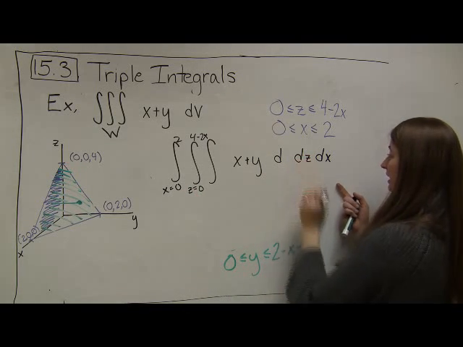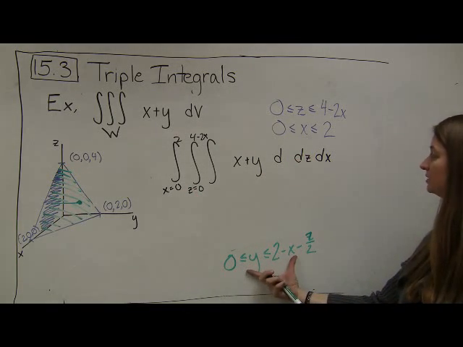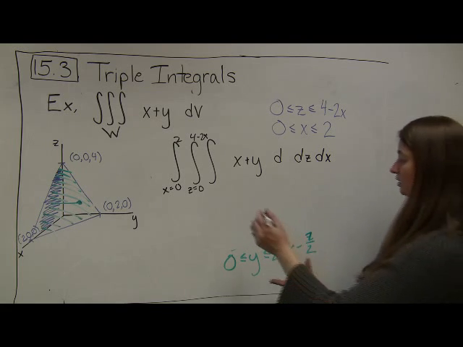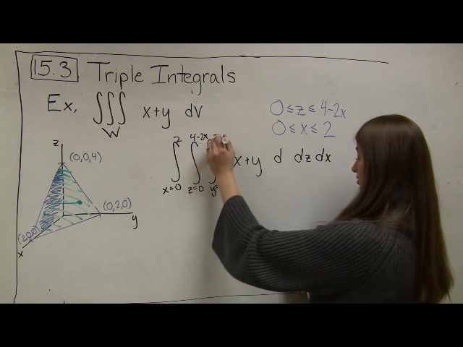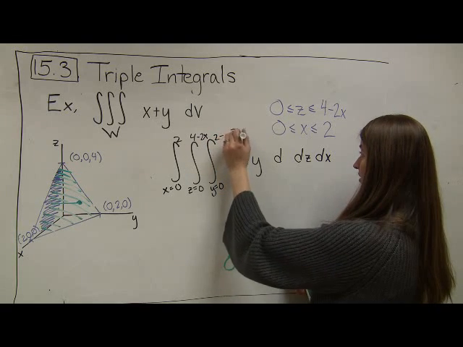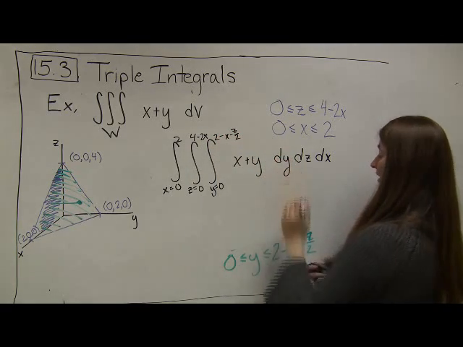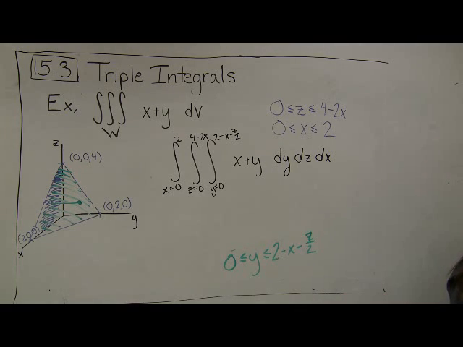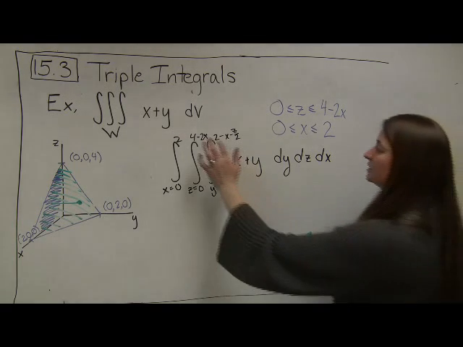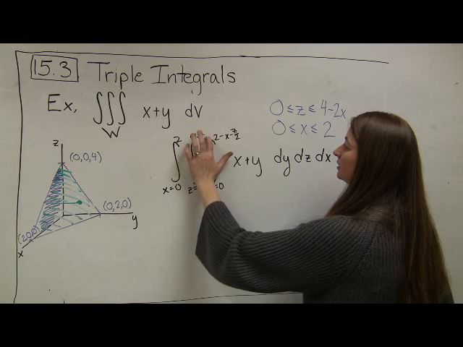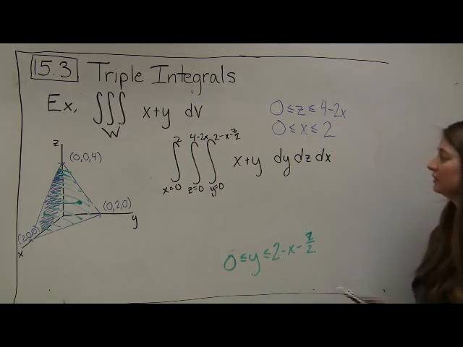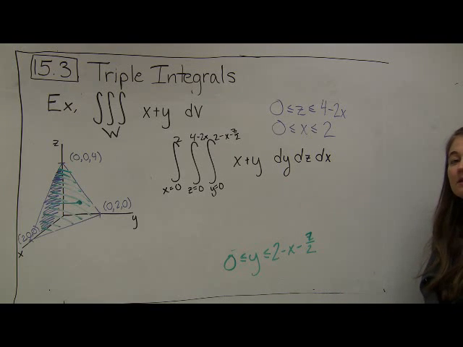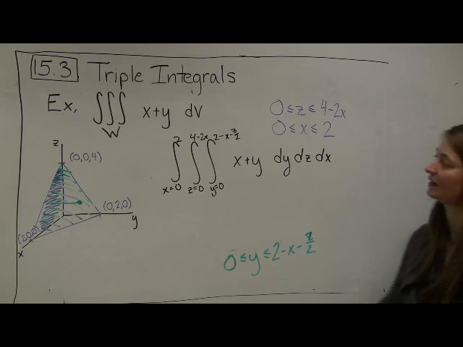But that means that our innermost integral in this case is going to be our y's. So our y's are bounded from 0 to 2 minus x minus z over 2 dy. And if I wanted to, I could go through all the work. Sorry, this is an x. Turn that into an x. I could go through all the work of computing this integral, but I'm not going to. I already did a bunch of algebra, and I could have made mistakes with that algebra.